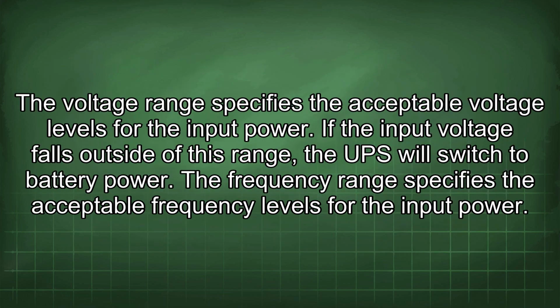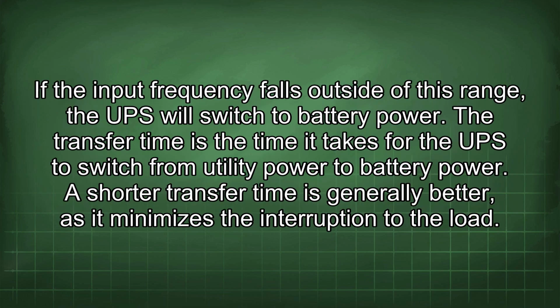The voltage range specifies the acceptable voltage levels for the input power. If the input voltage falls outside of this range, the UPS will switch to battery power. The frequency range specifies the acceptable frequency levels for the input power. If the input frequency falls outside of this range, the UPS will switch to battery power. The transfer time is the time it takes for the UPS to switch from utility power to battery power. A shorter transfer time is generally better, as it minimizes the interruption to the load.